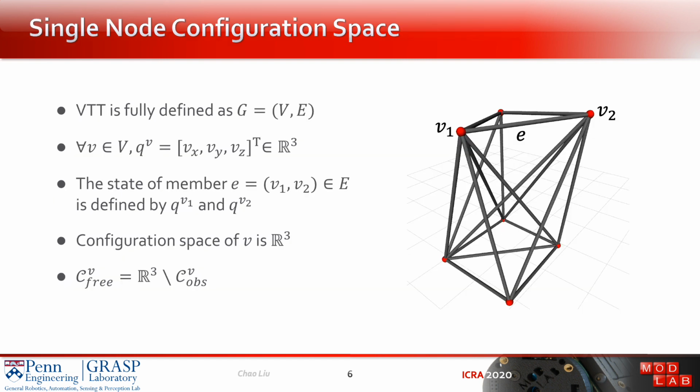We use an undirected graph to model a VTT. For any node, its configuration space is clearly R3, and the state of each member is determined by the locations of its 2 nodes. In order to do path planning for a node, we present a fast algorithm to compute its obstacle region and free space.